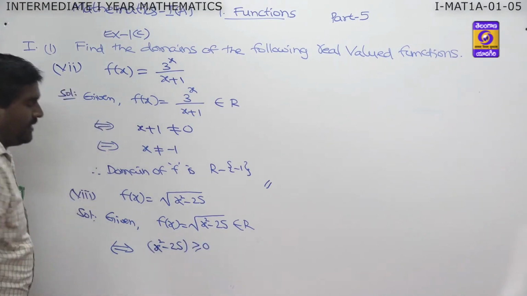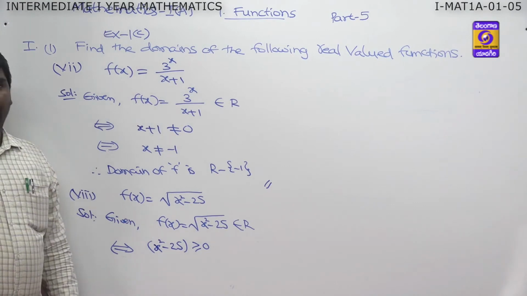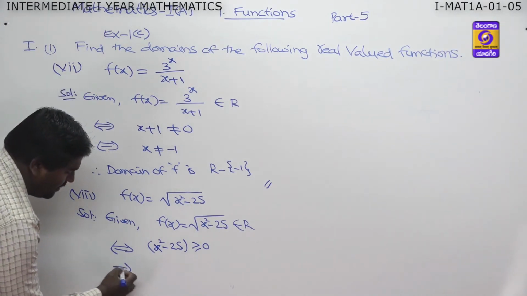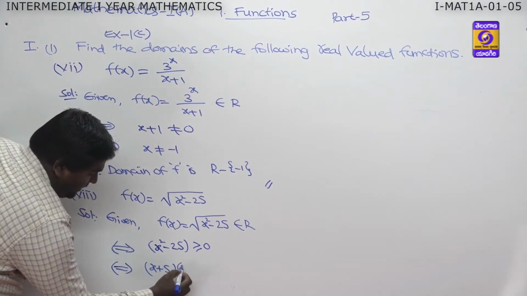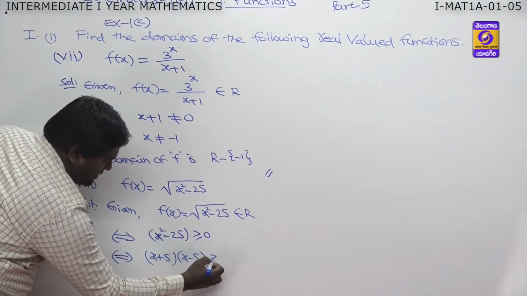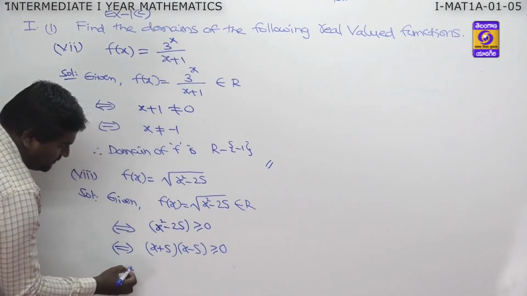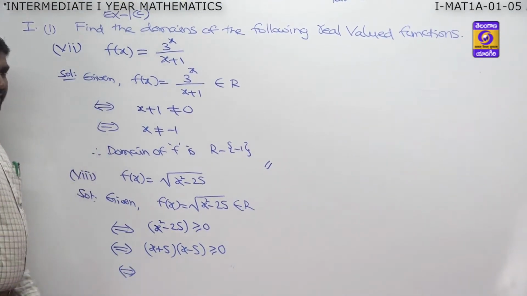Our condition is x square minus 25 must be greater than or equal to 0. It is of the form a square minus b square. We can write x plus 5 into x minus 5 must be greater than or equal to 0. Try to get the values of x here.